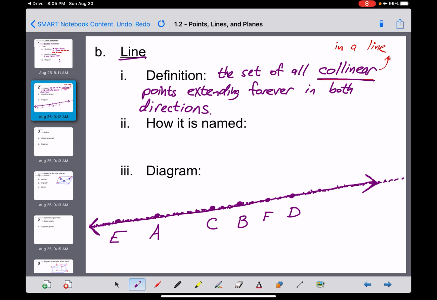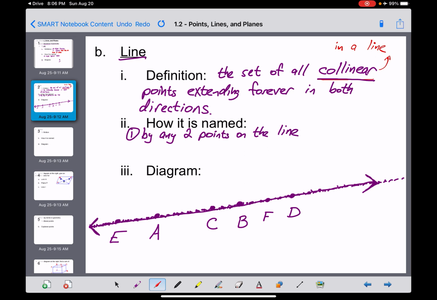Here's where it gets interesting. A line is named in one of 2 ways, and the first way we're going to put right here is, now here this gets fun, by any 2 points on the line. And what that means is that there are a lot of different ways of naming one line. Why? Because we said that a line contains infinitely many points. So we've only labeled 6 of them, but there's actually an infinite number more. So you could sit here all day long and continue naming the line in 2 ways.